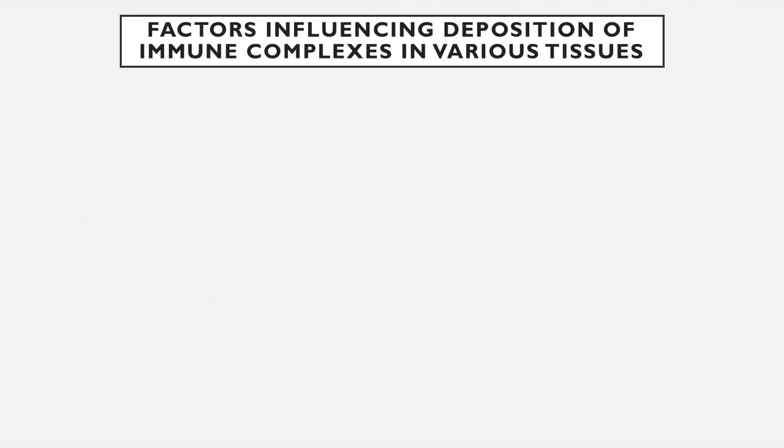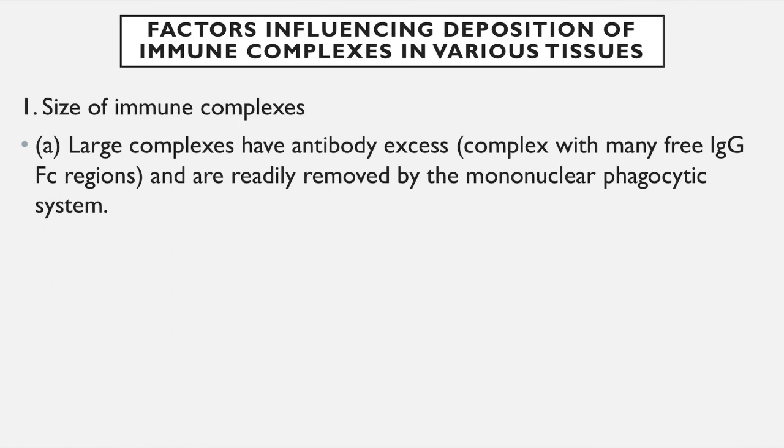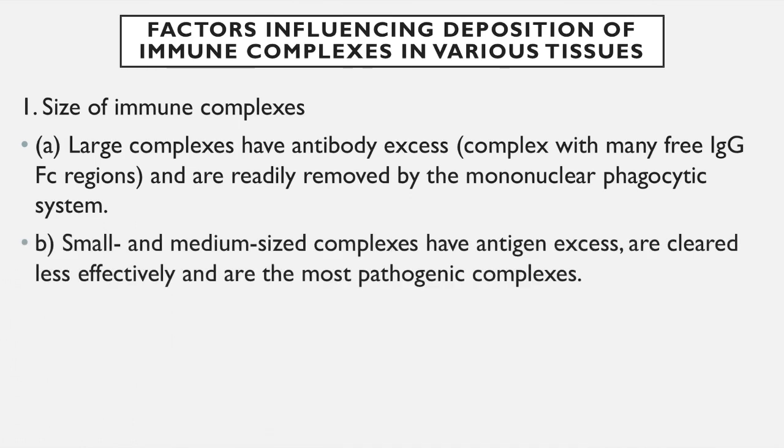Factors influencing deposition of immune complex in various tissues. Size of immune complexes. Large complexes have antibody excess, with many free immunoglobulin G Fc regions, and are readily removed by the mononuclear phagocytic system. Small and medium-sized complexes have antigen excess, are cleared less effectively, and are the most pathogenic complexes.